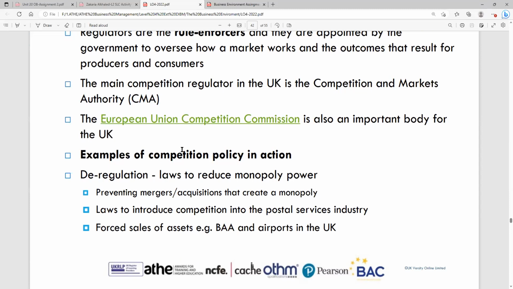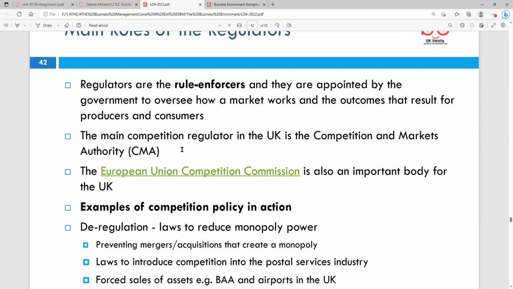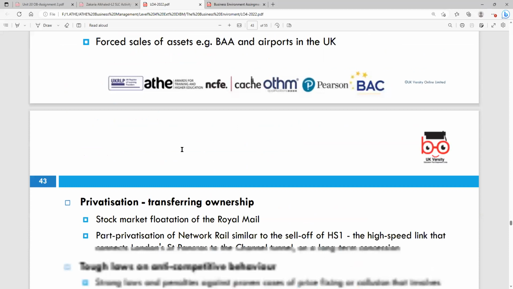It looks at forced sales of assets, for example. So the European Competition Commission looks at different competition policy in action. It looks particularly at deregulation, i.e. the law to reduce monopoly power, deregulating policy. So this is one of the regulators.